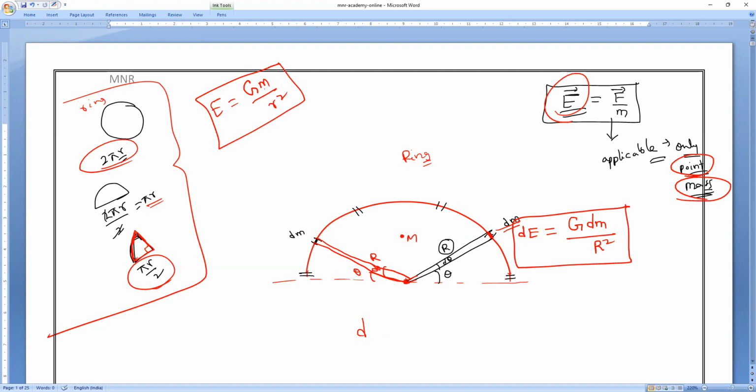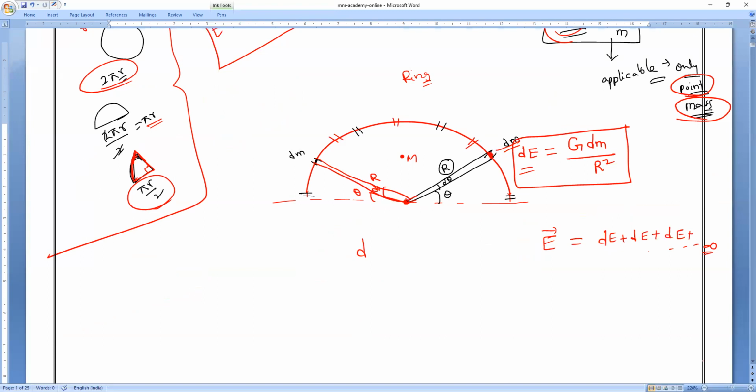Now I have modified it: instead of m, I have written a small m, dm. Like that, if I add hundreds of dm, I will get the gravitational field of the total system. That means for the total system, I have to add dm plus dm plus dm, like that infinite number of times, so that I get the total gravitational field. Now, let me take this particular point, across which we have to find it.